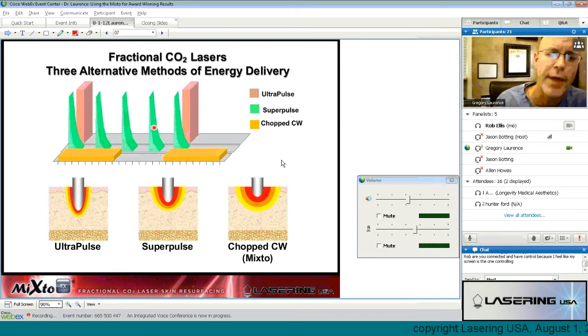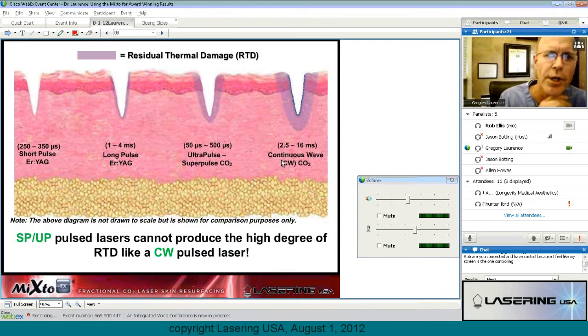I don't think you really get any advantage. You get a little bit of extra depth with that, but I'll reassure you that I have no trouble with continuous wave technology being able to get to the depth that I want to get.